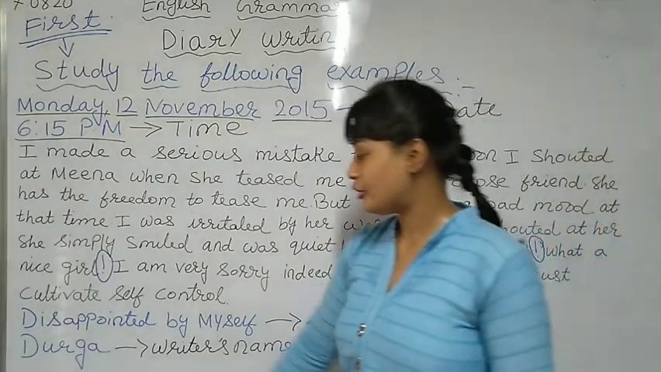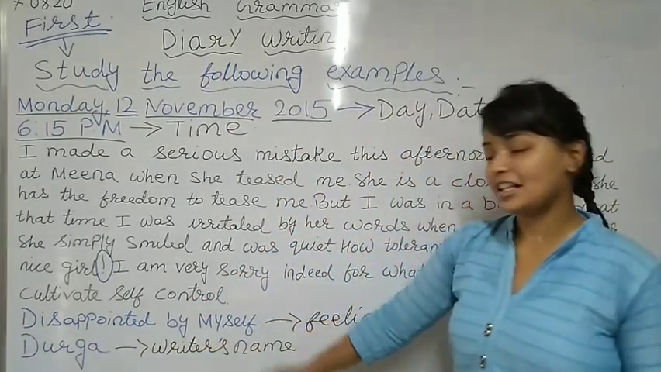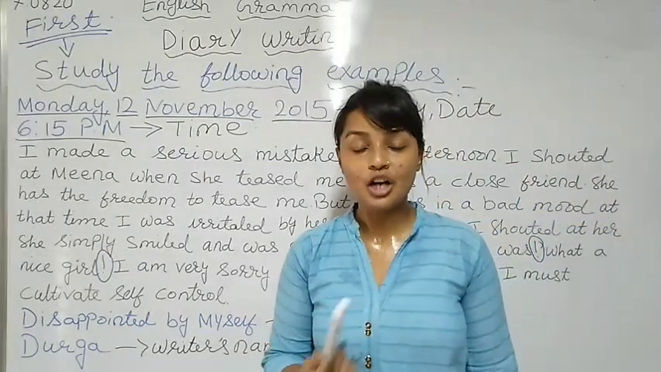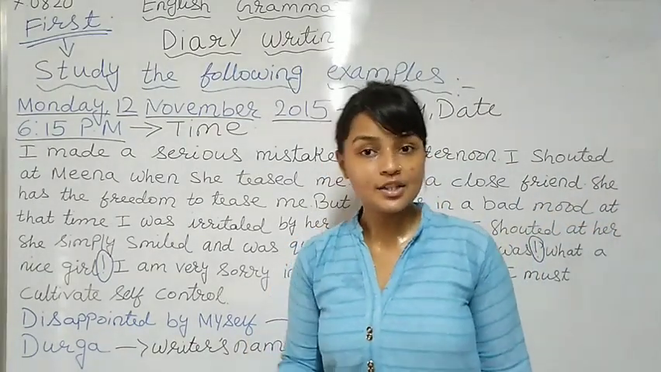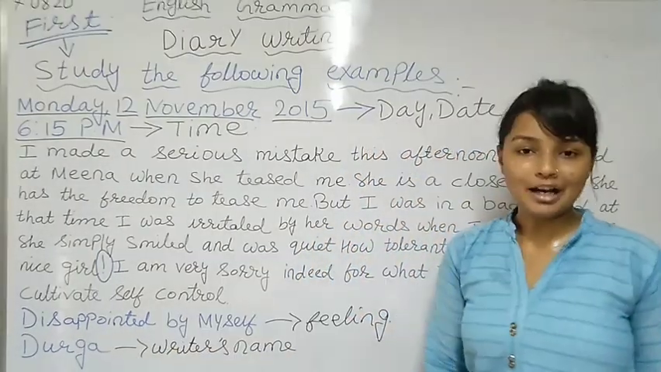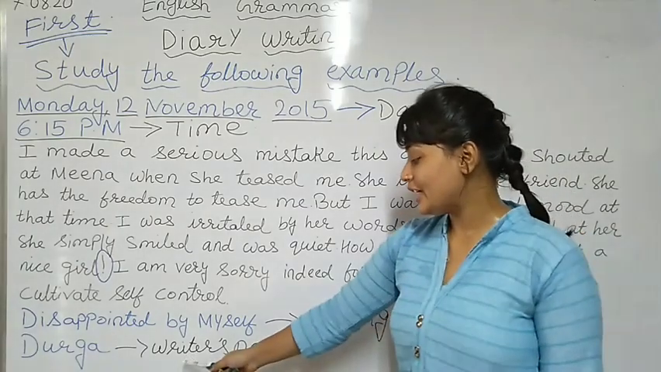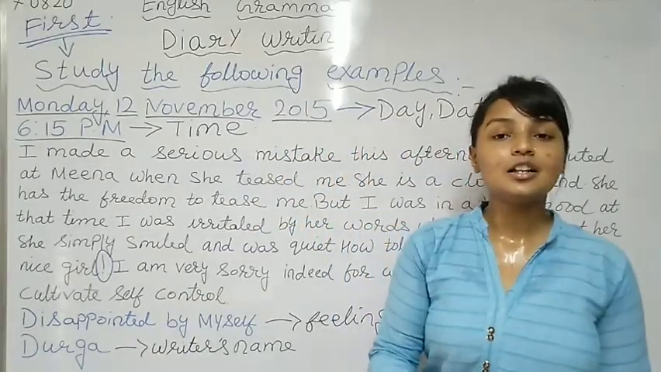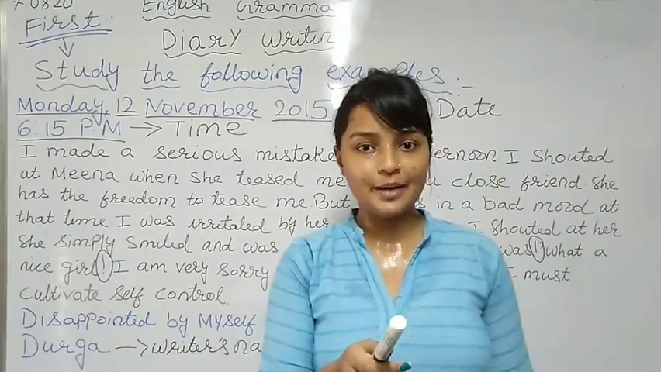So I have written disappointed by myself. Obviously, because she had shouted. Obviously, she has shouted at her close friend. So that's why I have written disappointed by myself. Then the writer's name, I have written Durga. And if you are writing it, you have to write your own name, students.